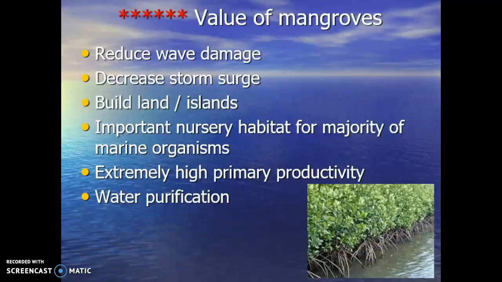The primary productivity is off the charts when we look at the amount of energy at the producer base in the mangroves. I mean, it's unbelievable how much energy is stored in the mangroves. And then water purification, as fresh water comes from land through the mangroves, it slows it down, it filters it out, it cleans it, so there's less toxin and less pollutants going out into the marine system. It helps decrease eutrophication events and those algae blooms we talked about in the previous lectures.